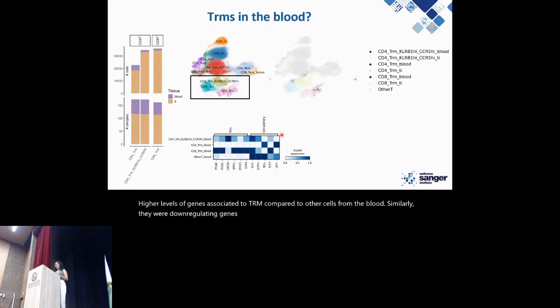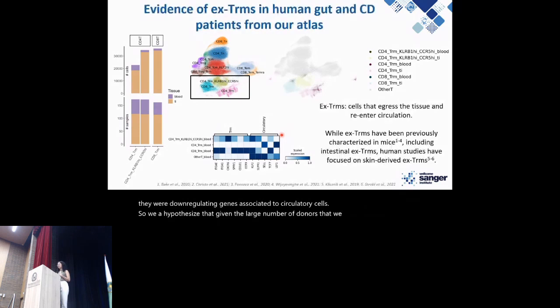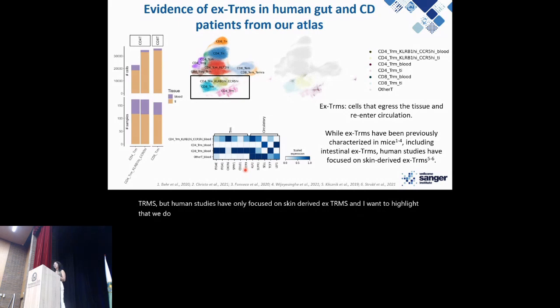So we hypothesized that given the large number of donors that we have with these cells, these are actually XTRMs. So these are cells that egress the tissue and re-enter the circulation. XTRMs have been previously characterized in mice, including intestinal-derived XTRMs, but human studies have only focused on skin-derived XTRMs. And I want to highlight that we do have expression of CCR9, which is the gut homing receptor, and it's specific to intestinal TRMs, meaning that these are indeed coming from the intestine and not skin or other tissues.